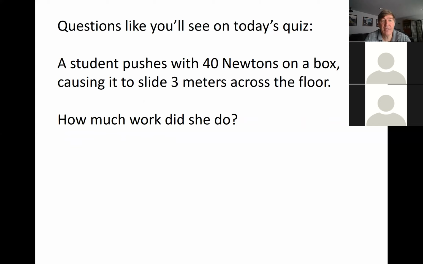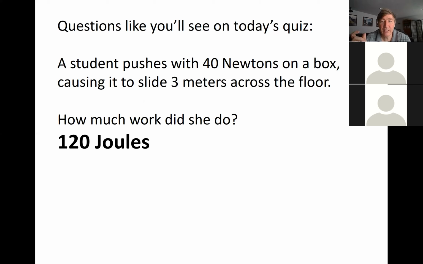Let's say that some student pushes on a box with 40 newtons. That's basically the equivalent of the weight of 10 hamburgers, right? That's not very much. That's something a student could easily push with. Danny is suggesting that she did 120 joules of work. David is agreeing with that. Yes, joules is the right unit, and that is in fact the number that I get as well.